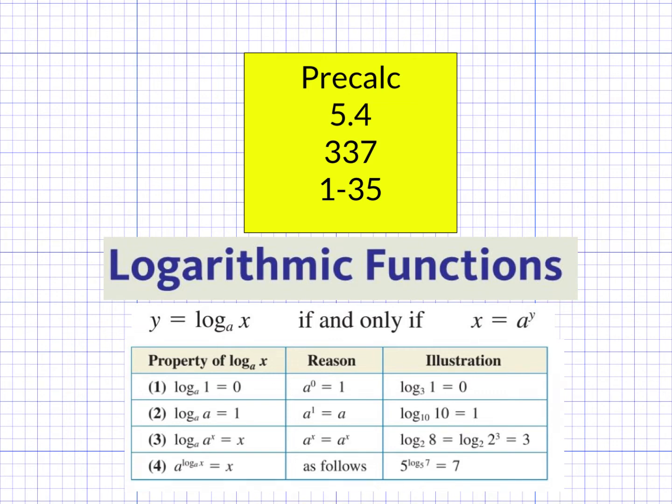Okay, welcome to 5.4 Logarithmic Functions. Just use this first slide here to kind of go back and see what you're doing, but you don't really need it. What you need is this right here.